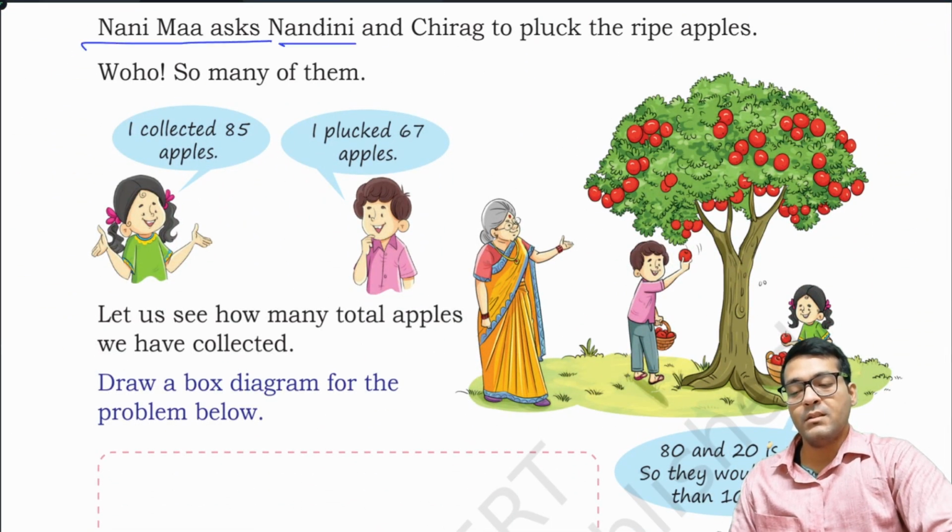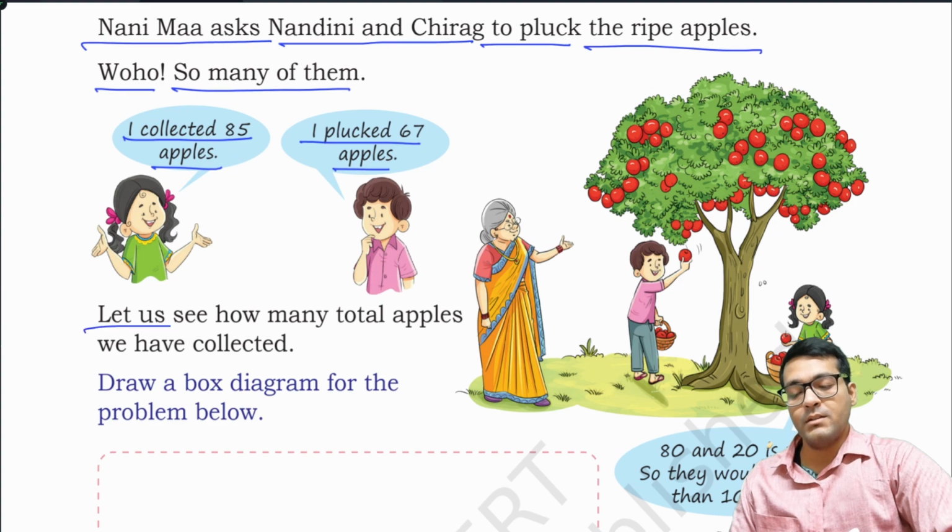Nani Maa asked Nandini and Chirag to pluck the ripe apples. Oh, so many of them. I collected 85 apples, Nandini says. I plucked 67 apples, Chirag says. Let us see how many total apples we have collected. Draw the box diagram for the problem below.